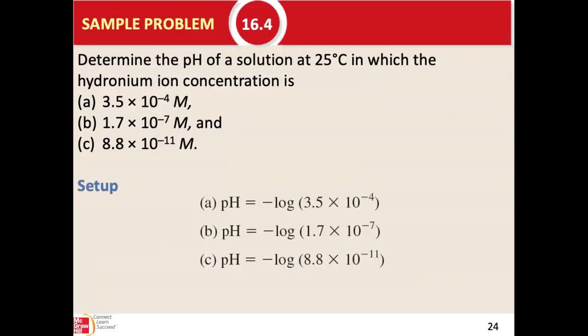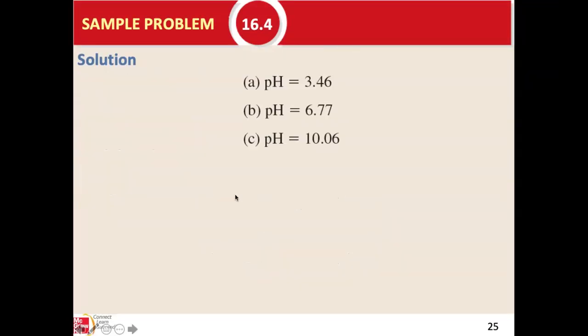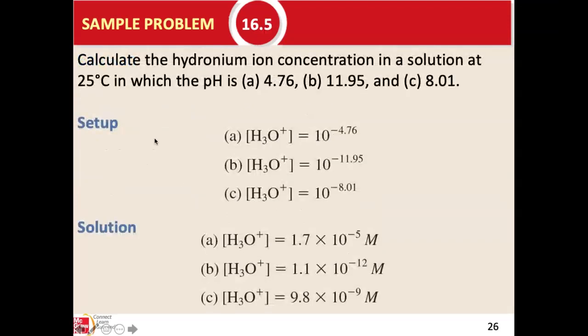Again, these are sample problems on how to determine the pH of a solution. If they're giving you the hydronium ion concentration, you say pH equals negative logarithm of that hydronium ion concentration and find the pH. And this one tells you if you have a pH value given to you, calculate the hydronium ion concentration. So you have to take 10 and raise it to the minus of the pH to find the concentration of hydronium ions.